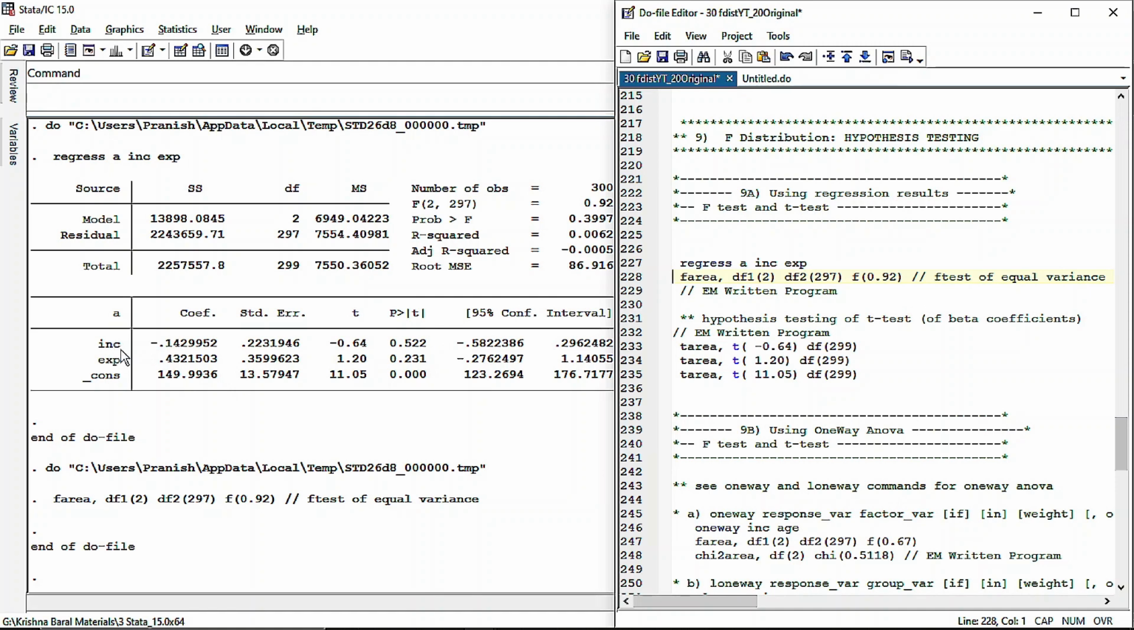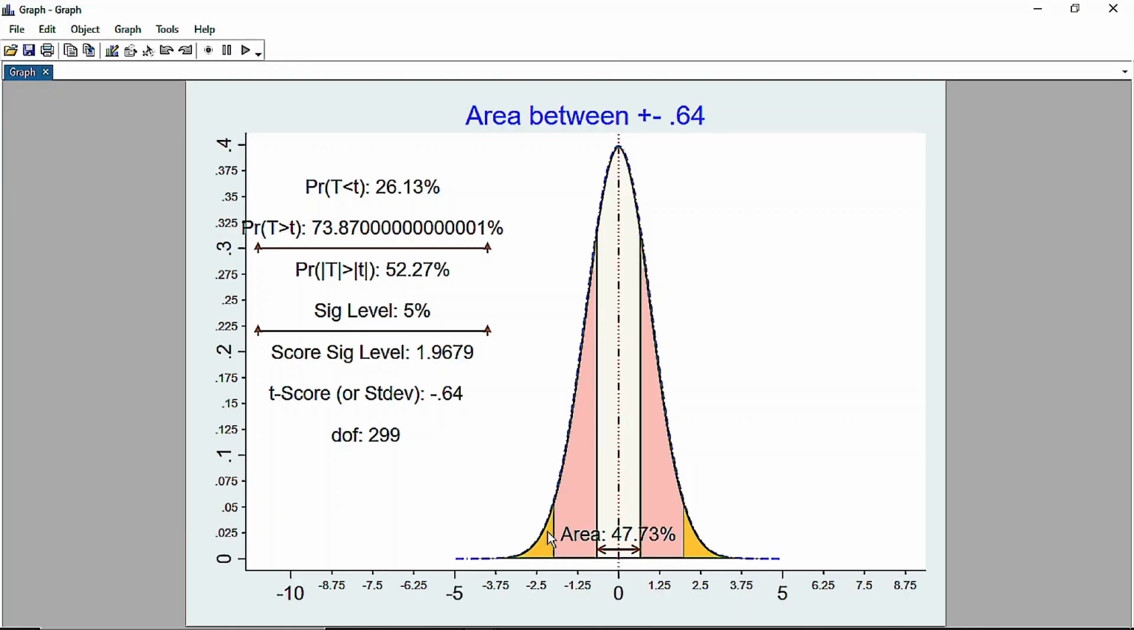So the variables income and expenditure are insignificant in explaining the variance of A, and which is reflected in our t-score as well, and we can perform the hypothesis test on the t-score. We have seen it in our t-test by this area graph, and for the variable income, the t-score is minus 0.64 and the degrees of freedom is 299. Let us perform the hypothesis testing. As we are able to surpass this threshold set by the significance level of 5% from either of the sides, we fail to reject the null in this case.